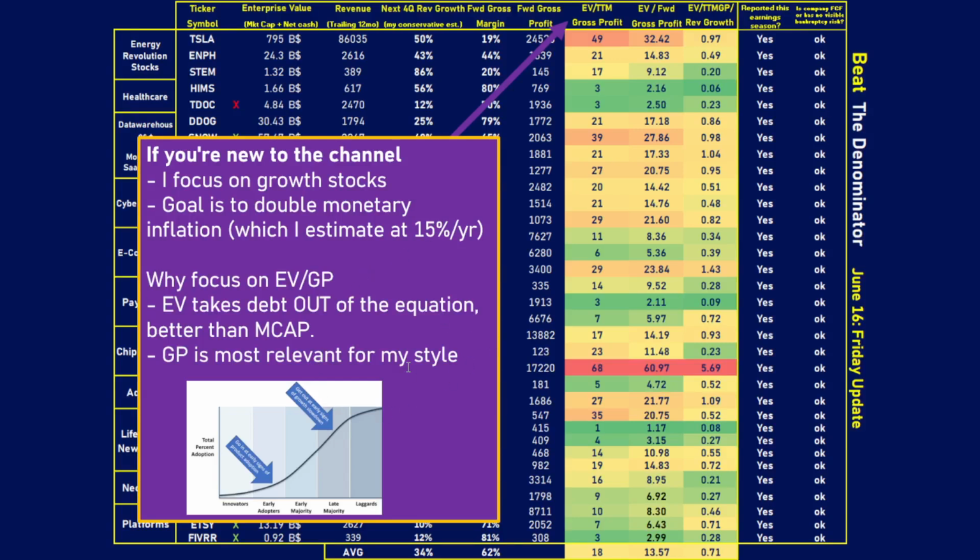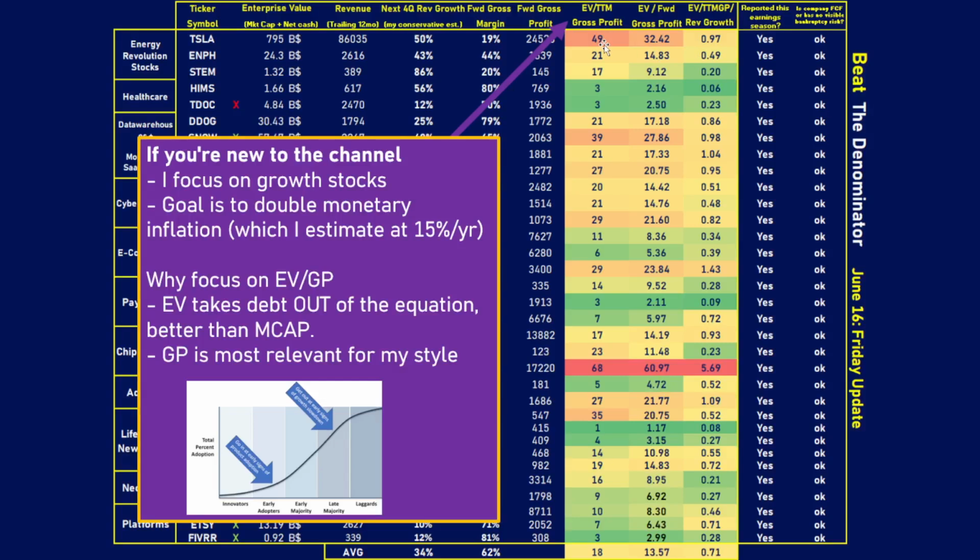So really quickly, what is my style of investing and how does this spreadsheet work? First of all, I don't use market cap when I value the price of a stock. My proxy for price of a stock is enterprise value. It's enterprise value because I want to remove debt and punish companies that have a lot of debt. I take enterprise value, which a lot of other people in the finance world would say price, and I divide that enterprise value, my proxy for price, I divide that by gross profit.